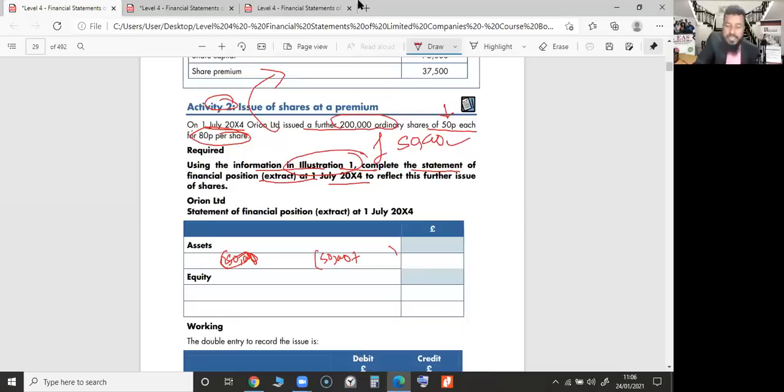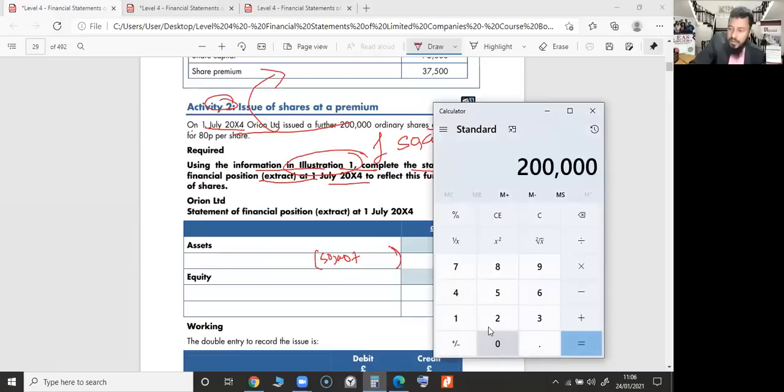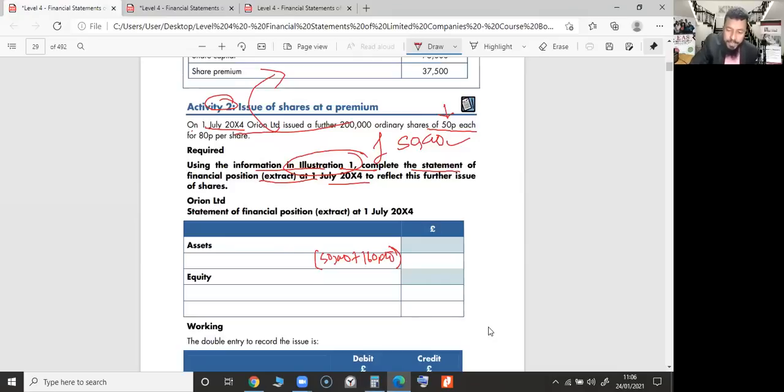Plus how much more cash have they raised? Who gives me the answer? Hakan says 160,000. I'd like to work it out. 200,000 times 80p. Taking the calculator on screen for you people. 200,000 times 0.8. Yes, that's great. 160,000 money they have raised, 160,000 more, because they said go to illustration 1. So we're bringing illustration 1 here. And that's what we call bank, or you can call it cash and cash equivalent as well.